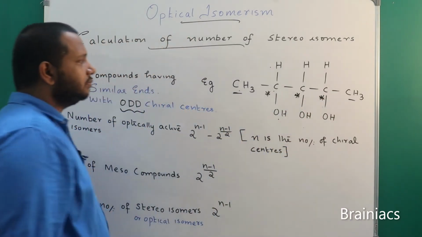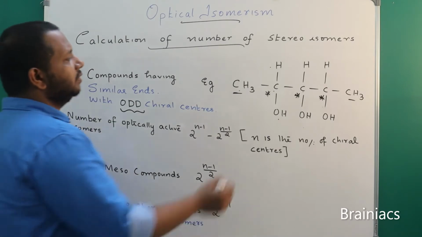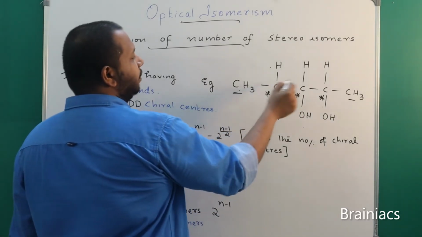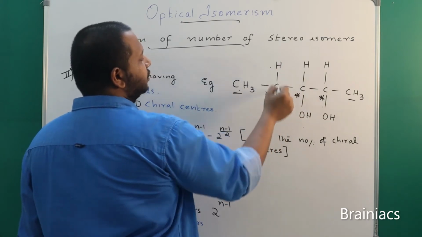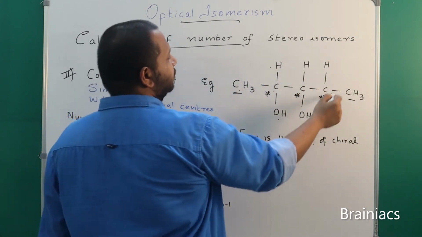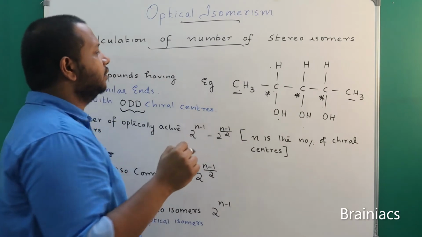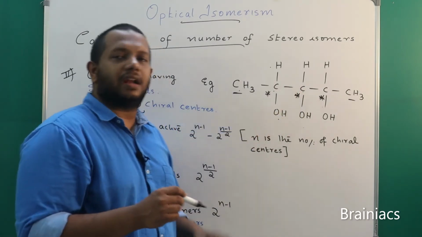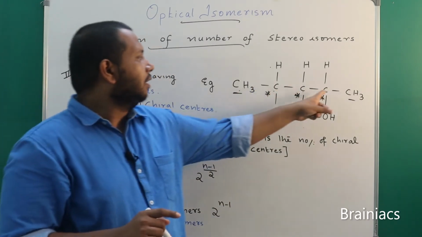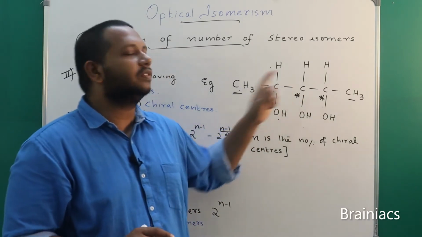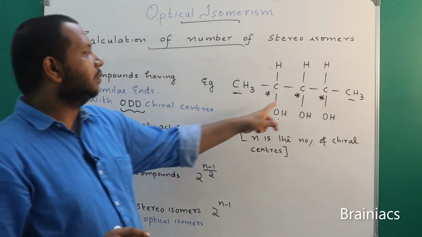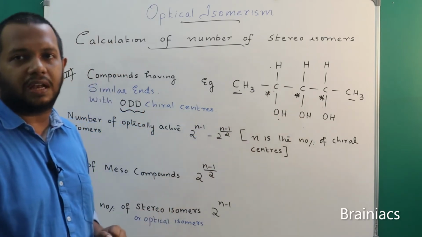Correct? Now when you look at this carbon atom, which is lying between these two chiral centers, you may feel like this is achiral because this is CHOH, CH3, and this is CHOH, CH3. But actually speaking, this is also chiral. Whenever it comes between two other chiral centers, this carbon is called a prochiral carbon. With one change, this will become chiral. So that will be considered as chiral, and with that we will calculate it.